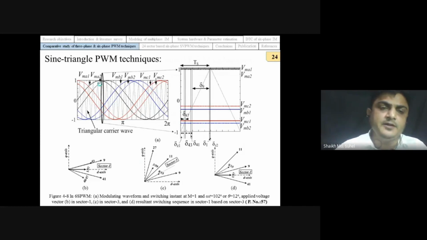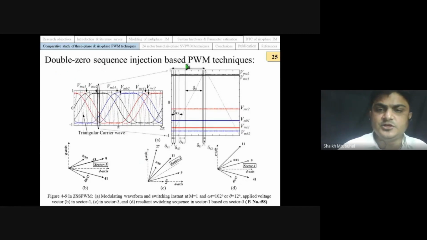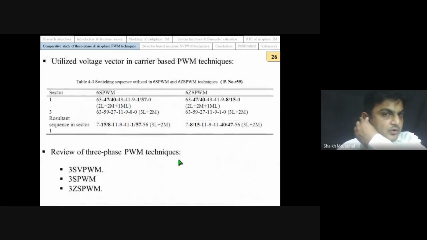The third PWM technique, the double zero sequence injection based PWM technique, is also analyzed, and here also the conclusion is that they utilize these 5 voltage vectors in the first sector and change the pattern after 2 sectors; in sector number 3 they utilize these voltage vectors. So these are the 3 PWM techniques that we have selected for the comparative study of 6-phase and 3-phase PWM techniques. In case of 3-phase PWM techniques, we are selecting these 3 PWM techniques.